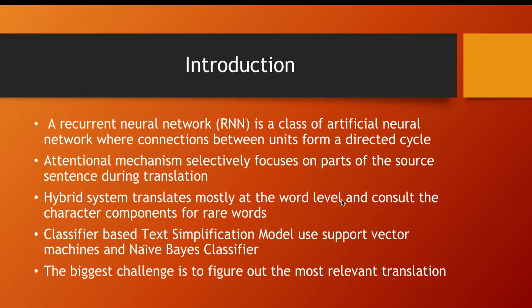So this has the advantages of word level translation as well as character level translation, because mostly the translation is done at the word level, but in case of words which are not known or which are rare, we go for character level translation. So, in other research work going on, people use classifier-based text simplification model, which basically uses support vector machines and naive Bayes classifier.